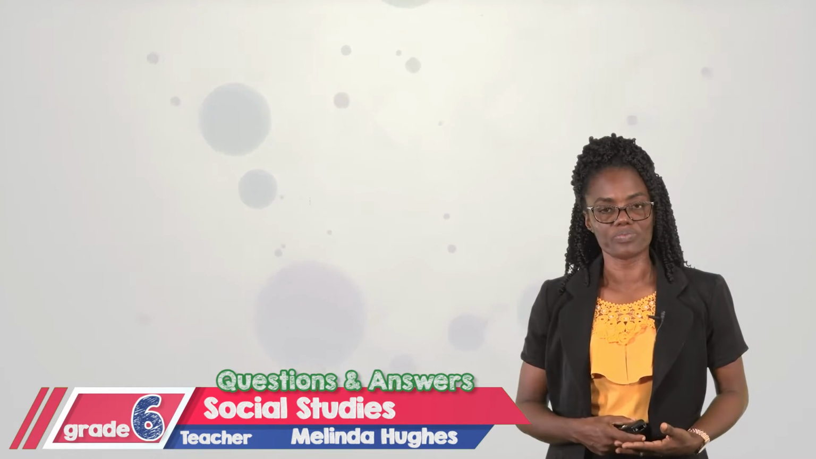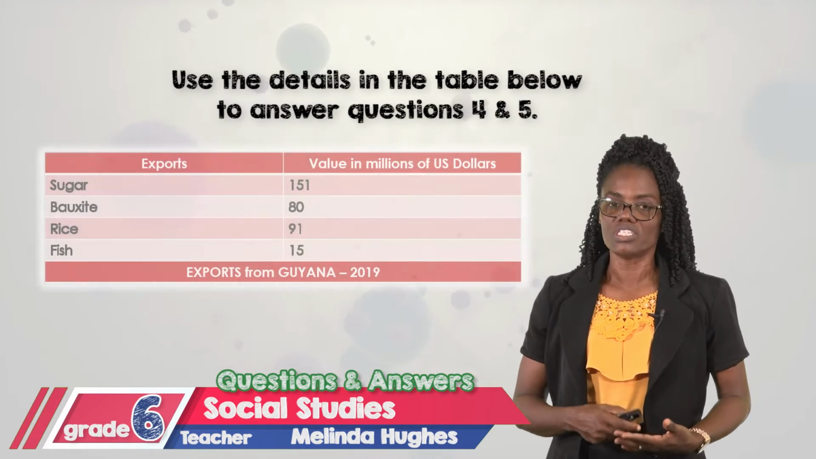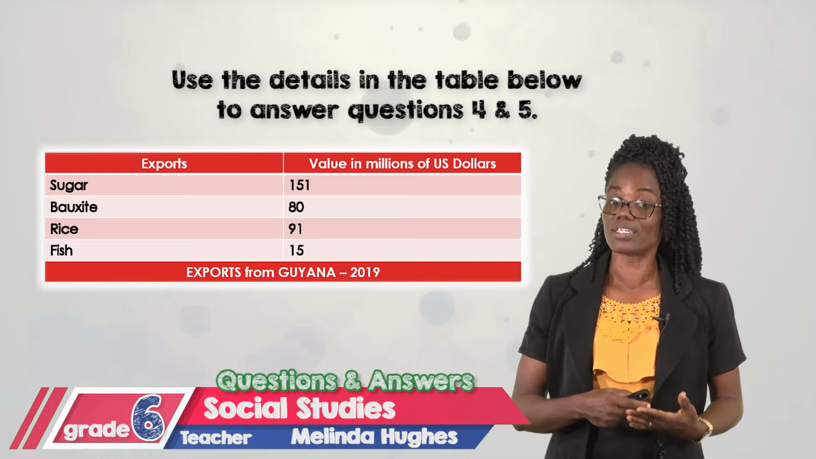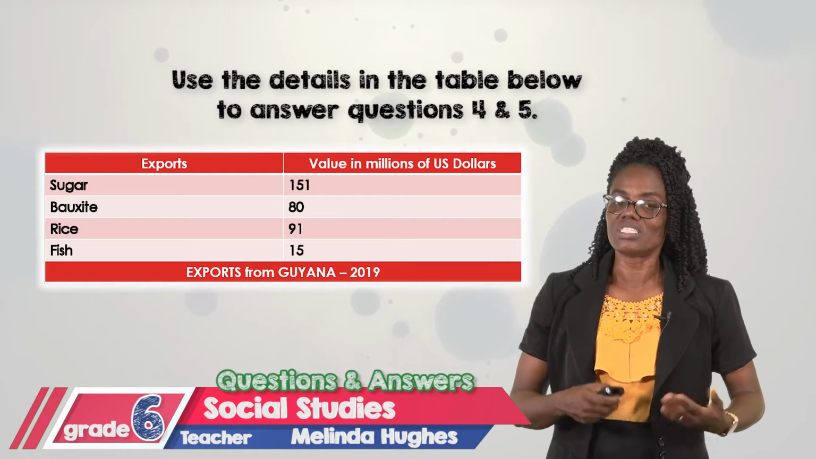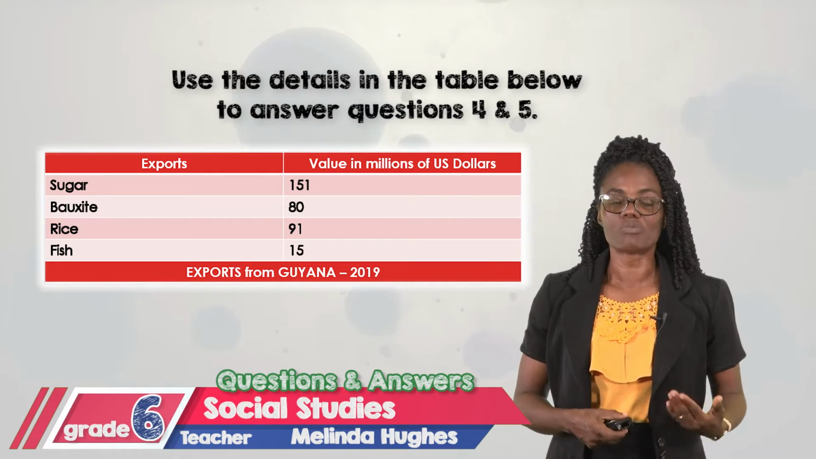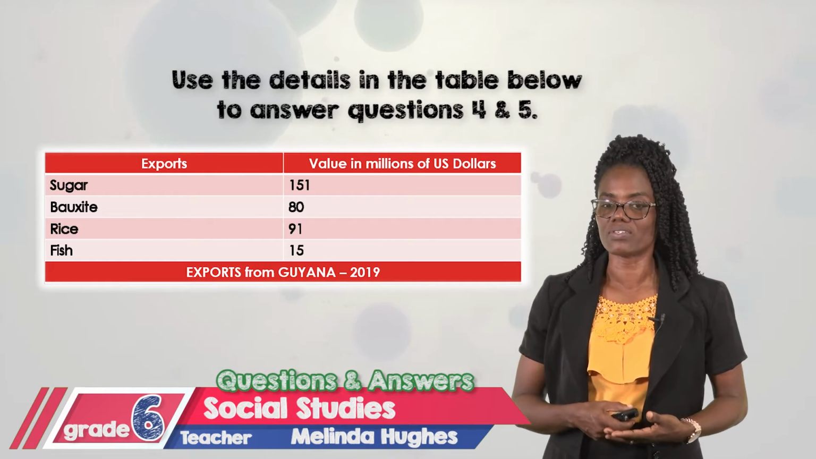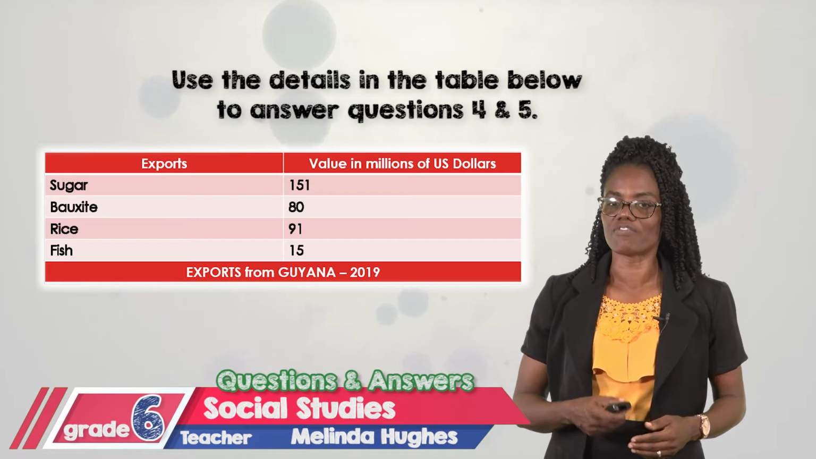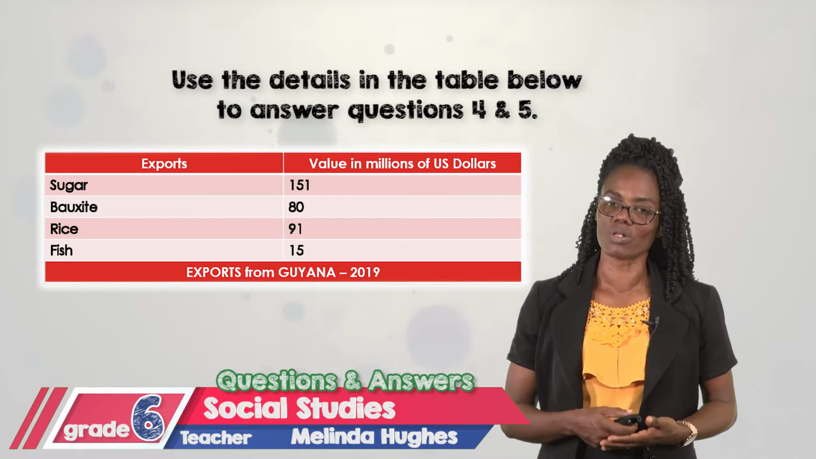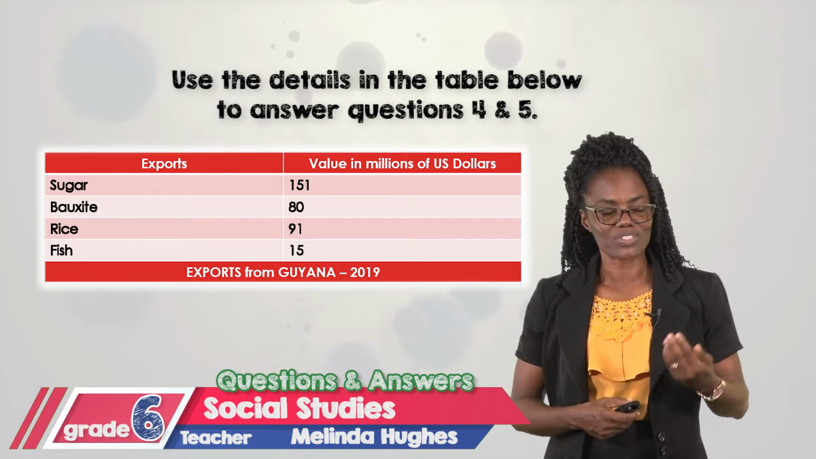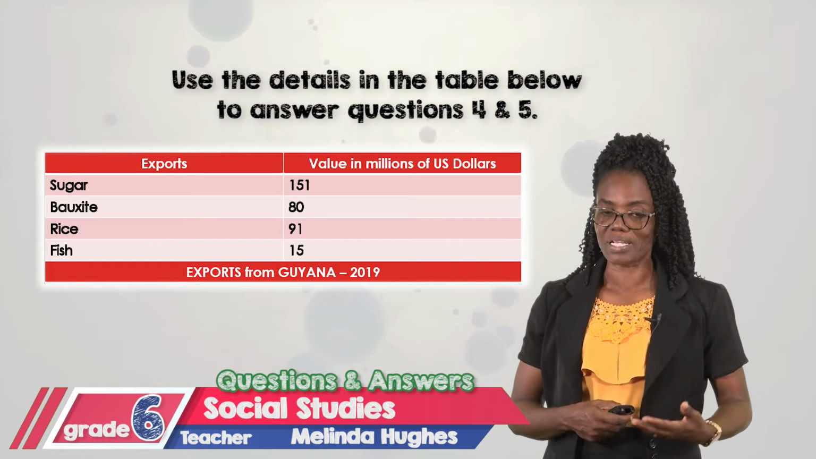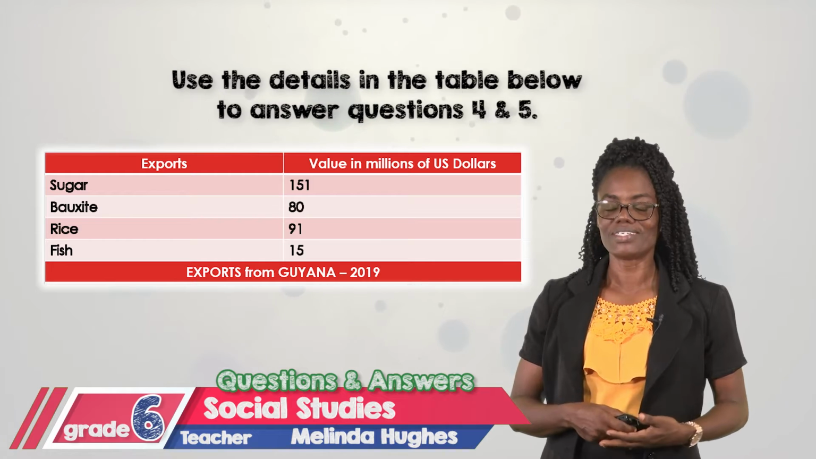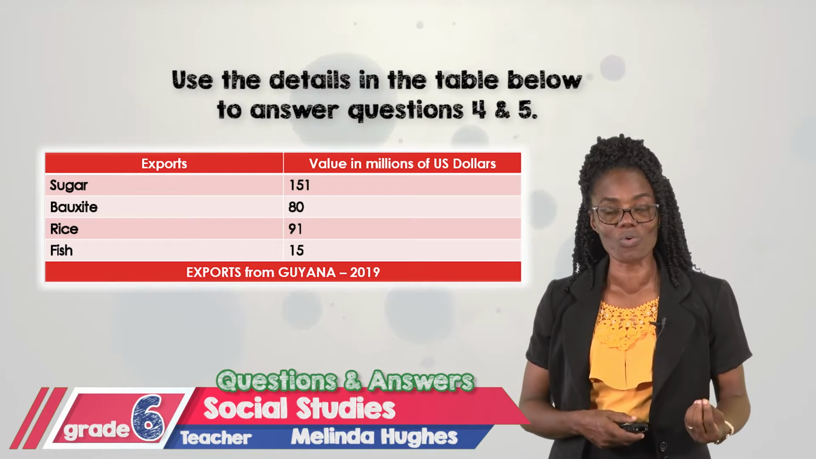Question 4. Use the details in the table below to answer questions 4 and 5. So the details in the table below is based on exports from Guyana in 2019. We have exports and value in millions of US dollars. So as you identify the exports, then you can use the information to answer questions 4 and 5.